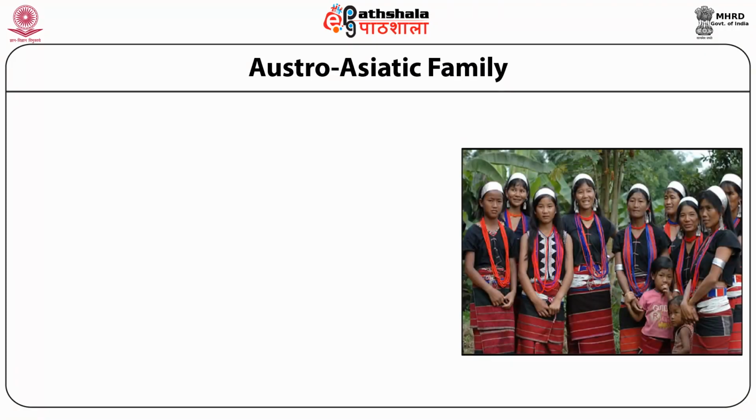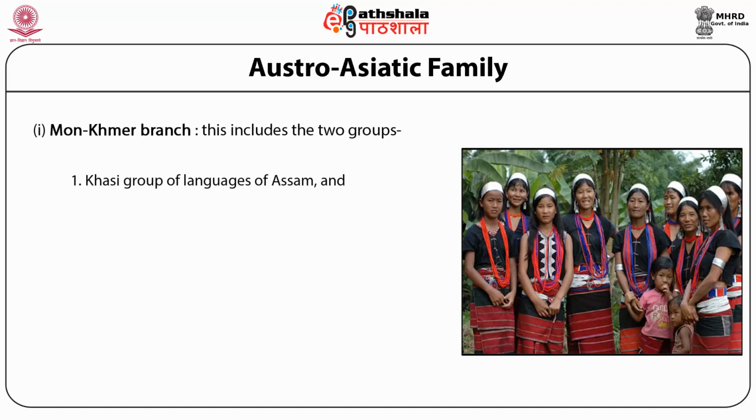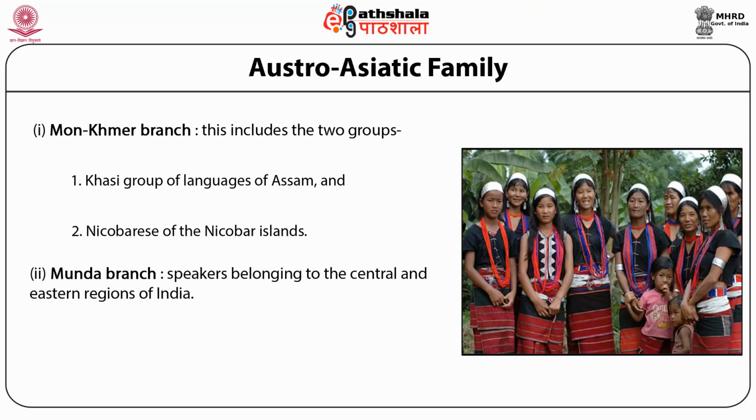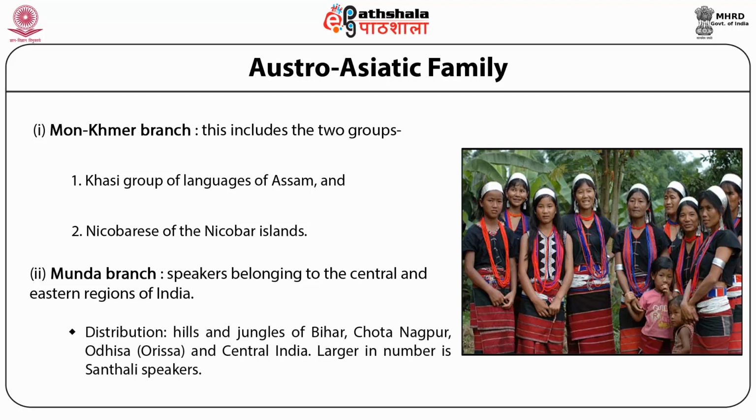The Austro-Asiatic family is again divided into two branches: the Khmer branch and the Munda branch. The Khmer branch includes two groups: the Khasi group of languages of Assam and Nicobarese of Nicobar Island. Whereas Munda branch speakers belong to central and eastern regions of India. Distribution: hills and jungles of Bihar, Chota Nagpur, Odisha, and central India. Santali speakers are large in number, and the speeches of this branch are Kherwari, Santali, Mundari, Bhumij, Birhor, Koda, or Ho.